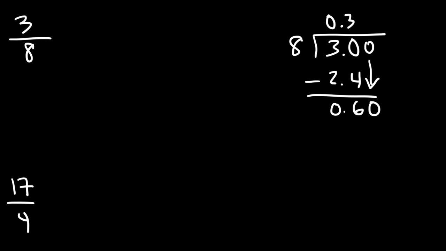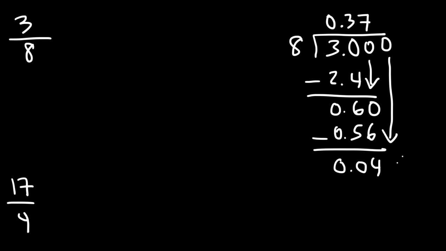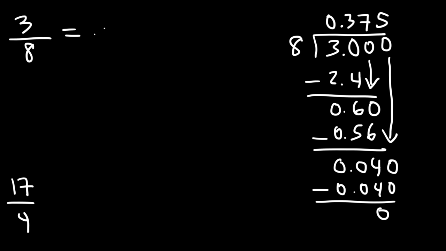How many times does 8 go into 60? Well, 8 times 8 is 64, so that exceeds 60. That's too much. But 8 times 7 is 56, and so that works. Now 60 minus 56 is 4. So now we need to add another 0. And 8 goes into 40 5 times. 8 times 5 is 40. And so now we have a remainder of 0. So 3 over 8 is equal to 0.375 as a decimal.